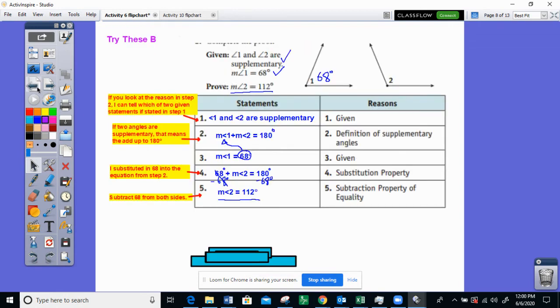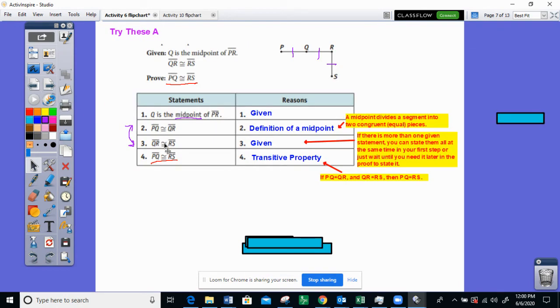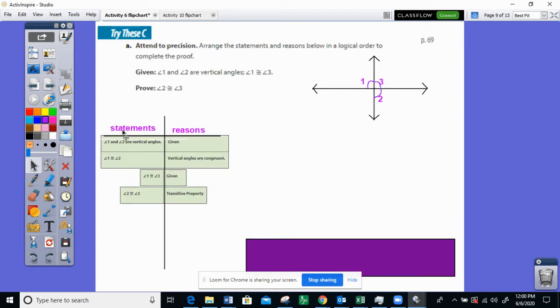And I showed you earlier that we could have switched 2 steps in this proof. Let's see what that looks like here. If we switch around the order of steps 2 and 3, let's see if this still makes sense. So we put both pieces of given information first.